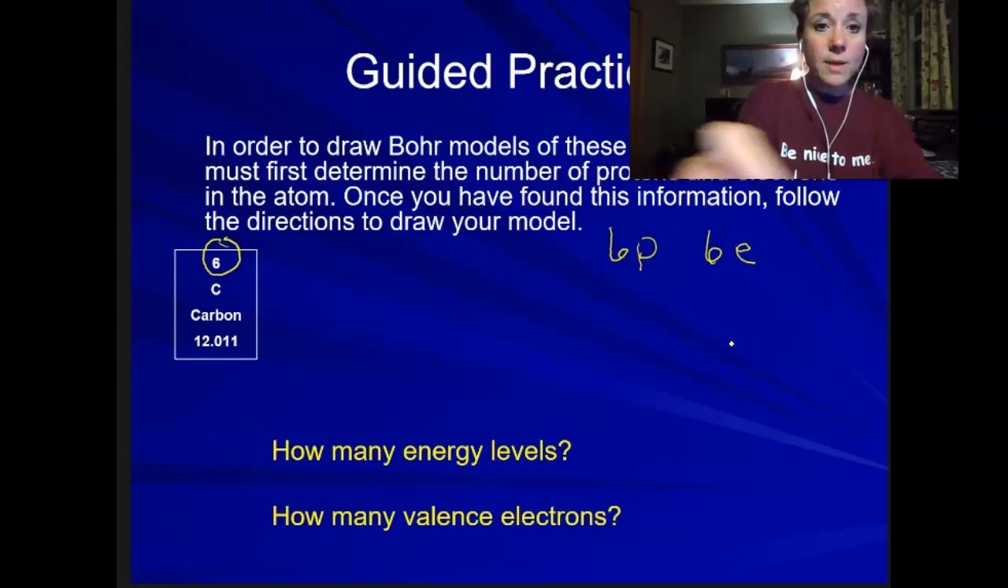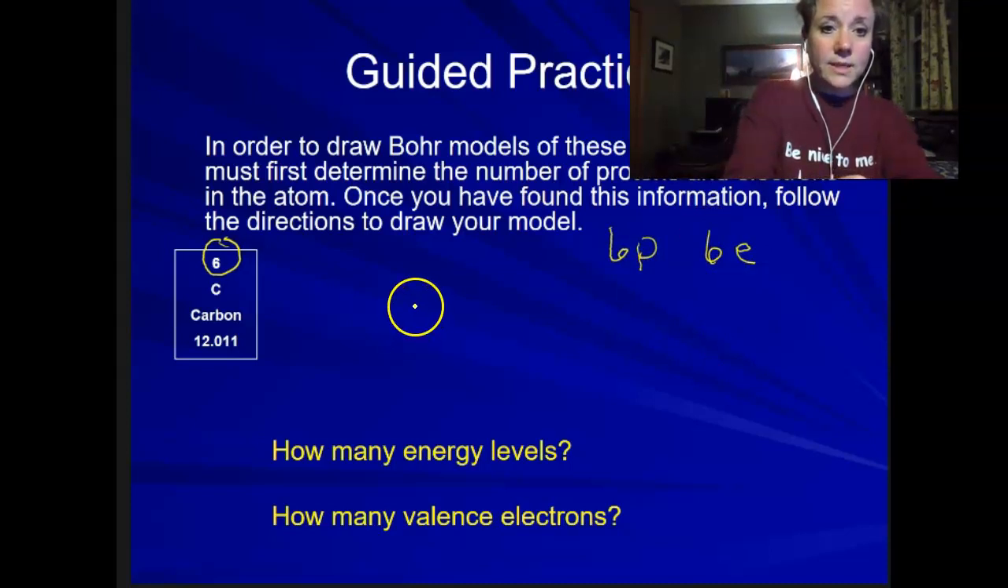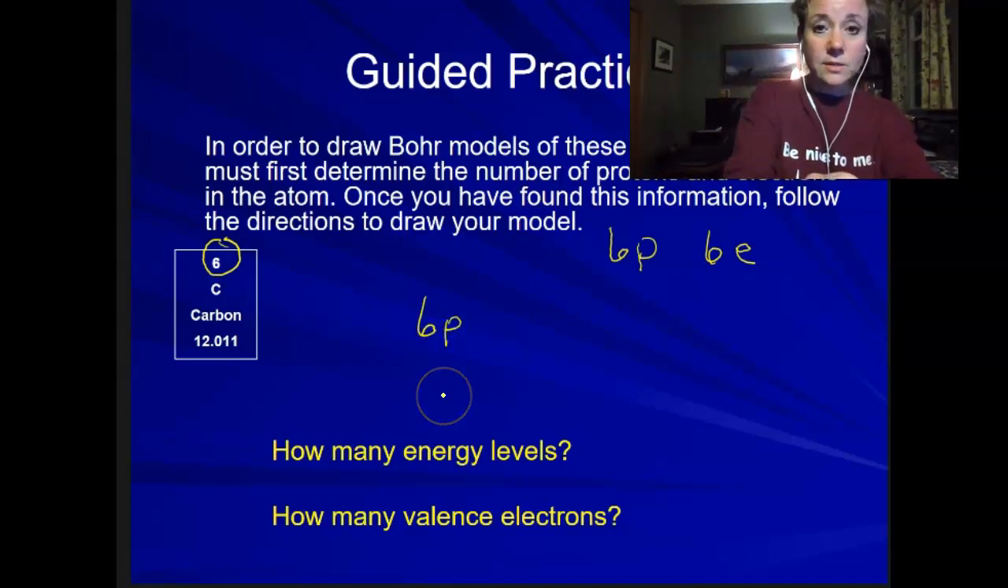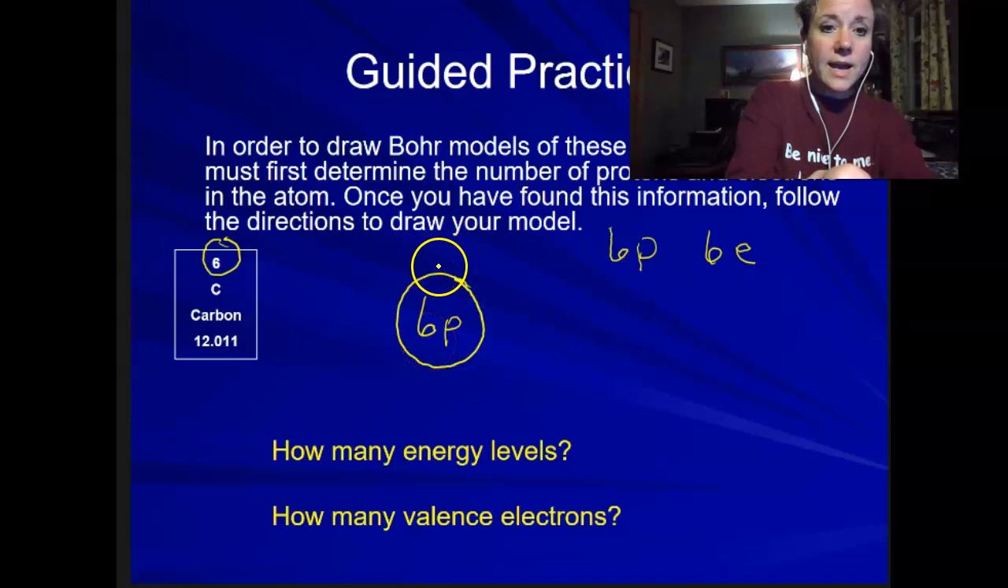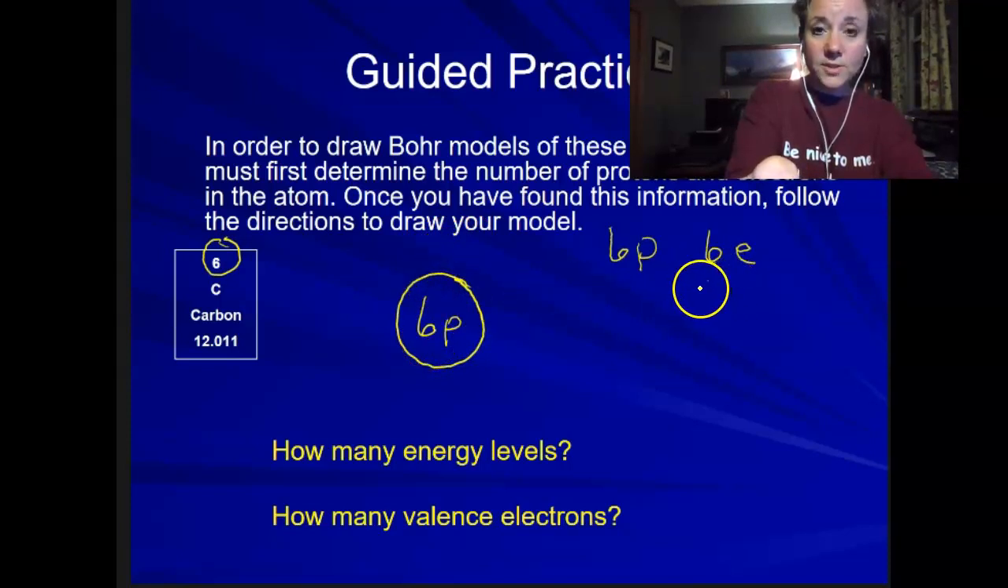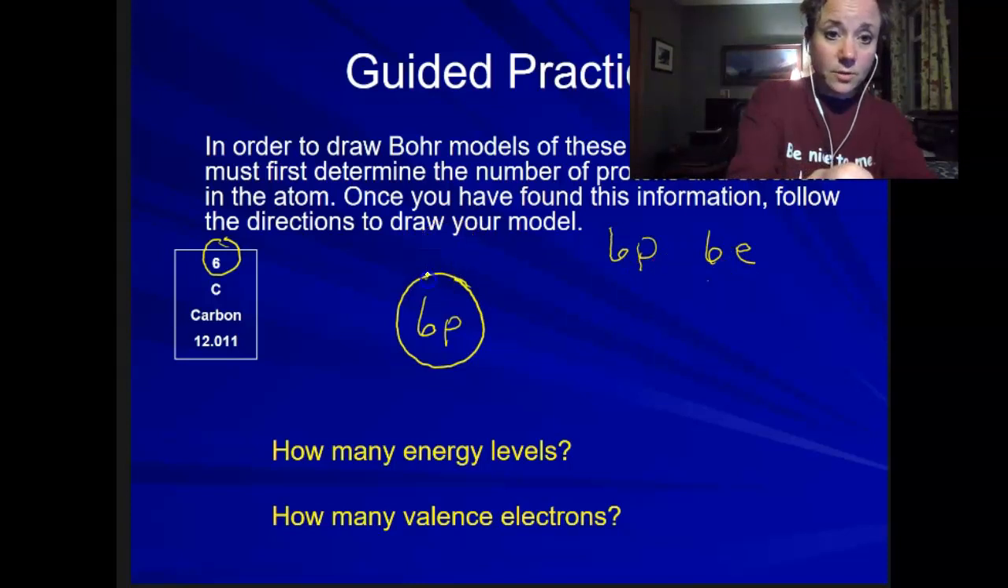So to start drawing my Bohr model, I'm going to write 6p for 6 protons, and that's going to be the center. That's going to be my nucleus right there. Step number 2, draw my first energy level. So I'm going to draw a circle around my 6p. And now I'm going to add my first 2 of the 6 electrons. 1 and 2.